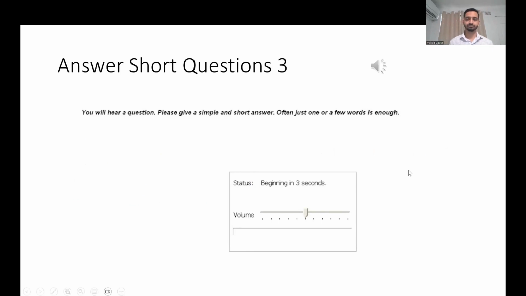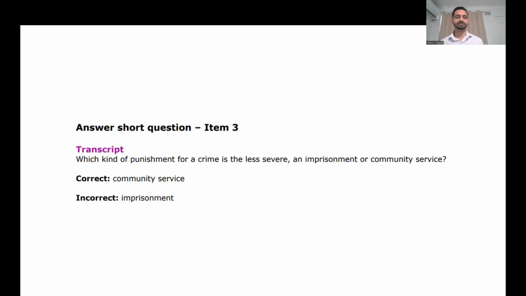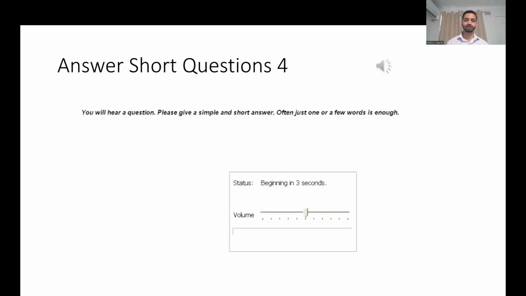Which kind of punishment for a crime is the less severe, an imprisonment or community service? So we'll see the answer here. The question: which kind of punishment for a crime is less severe, an imprisonment or community service? It gives you two options here again, imprisonment or community service. Which one is less severe? Less severe, not more severe. So less severe is the key here, is the community service, isn't it?